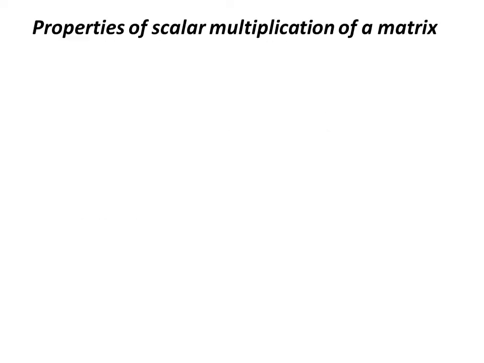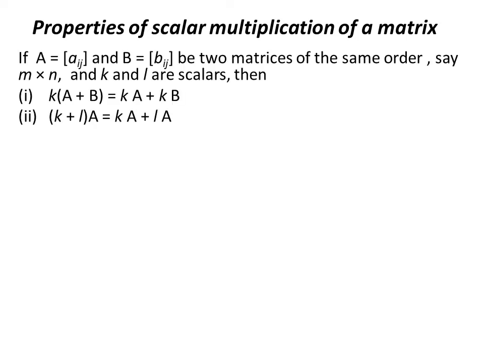Next are the properties of scalar multiplication of a matrix. If A and B are two matrices of the same order and k and l are scalars, then k times (A plus B) equals kA plus kB, and (k plus l) times A equals kA plus lA.